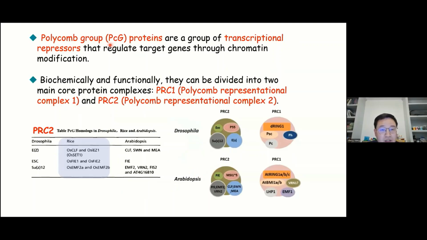Another important family is the Polycomb group of proteins. They are a group of transcription repressors that target genes through chromatin modification. They can be divided into two parts. One is the PRC1 complex, and the other is the PRC2 complex. In rice, the PRC2 complex consists of several members, including SET1, FIE1, and FIE2, EMF2A, and EMF2B.